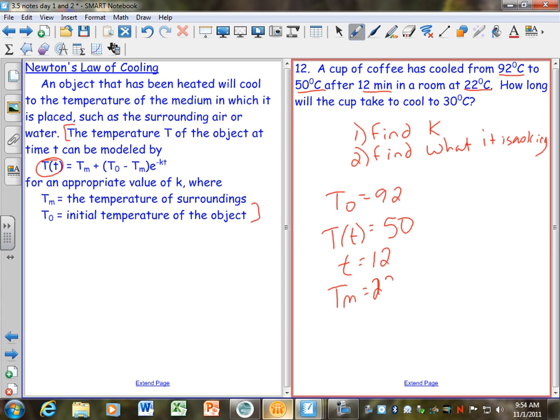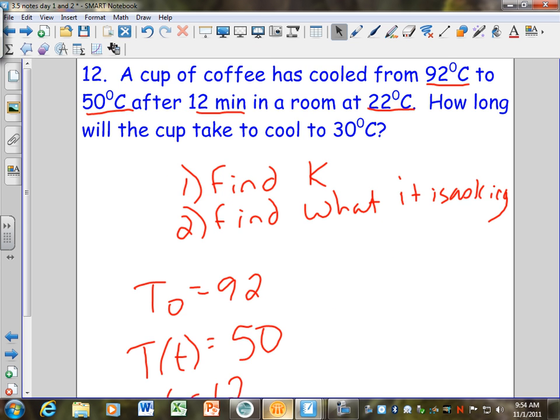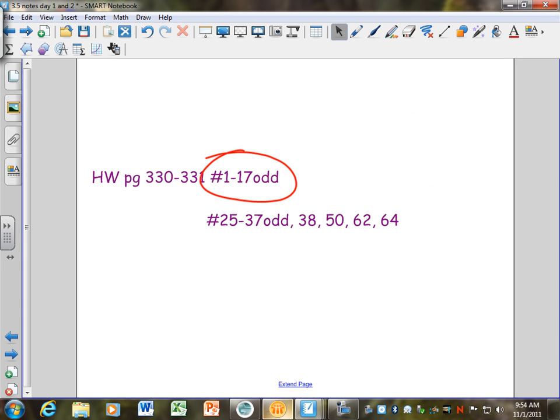So you can plug all that in, and then you can use ln to solve that for k, and then you have to go back and solve it again. All right? So there's one of those on your homework. There's one of those worked out on page 326. So look back at it, and you need to do the second assignment here, which I think is on your assignment sheet: 25 through 37 odd, 38, 50, 62, 64.